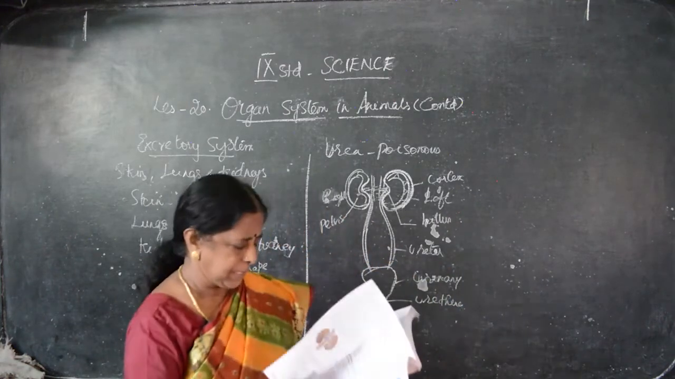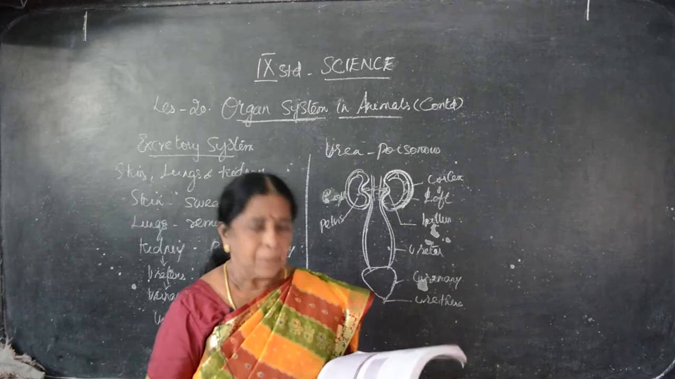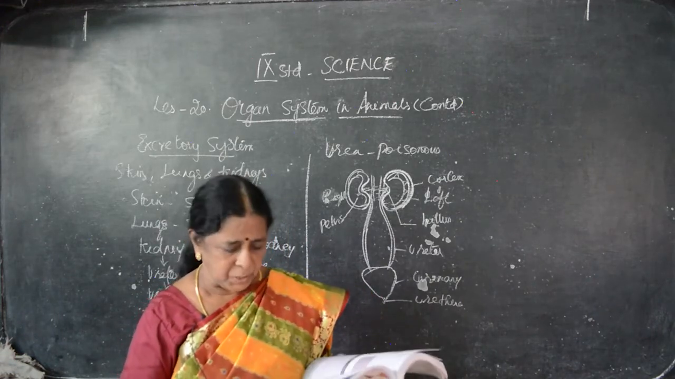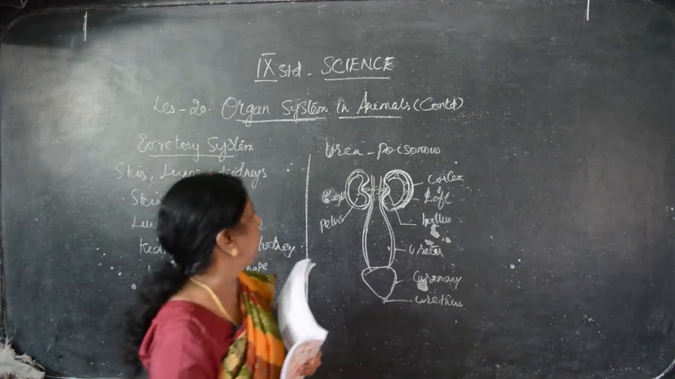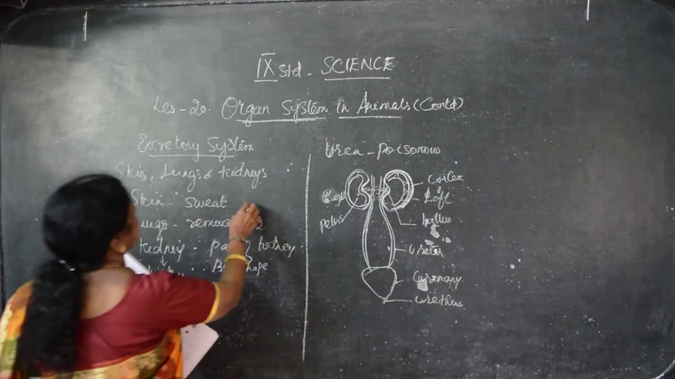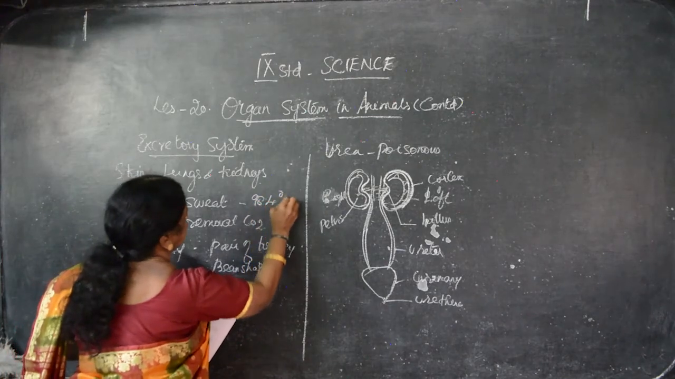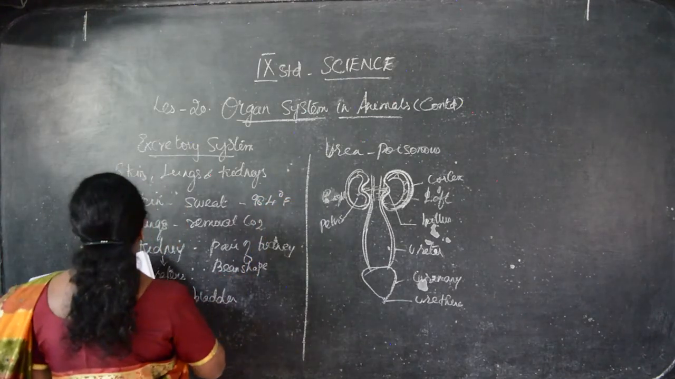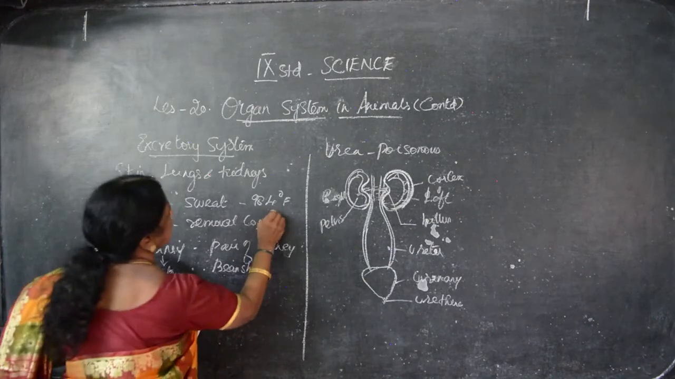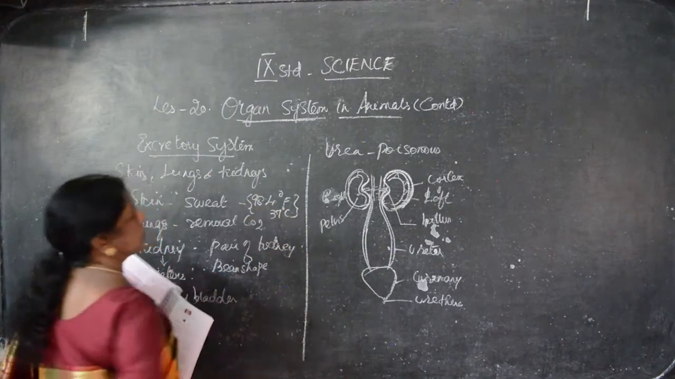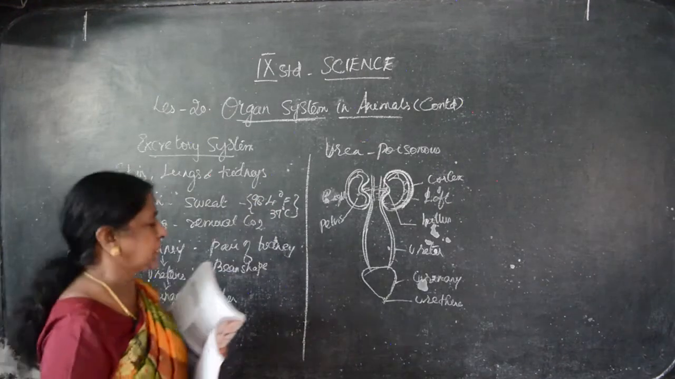Okay, now we'll see. The kidneys are bean-shaped organs. What's the main function of skin? It maintains our body temperature. The body temperature is 98.4 degrees Fahrenheit. In Celsius we have seen that it is 37 degrees Celsius. The normal temperature remains constant by the function of skin only.